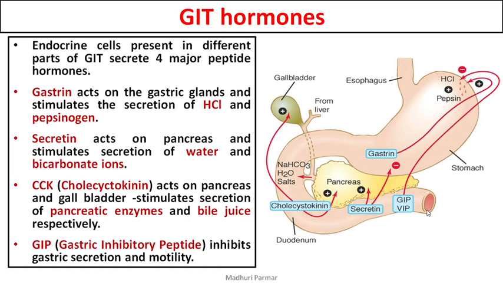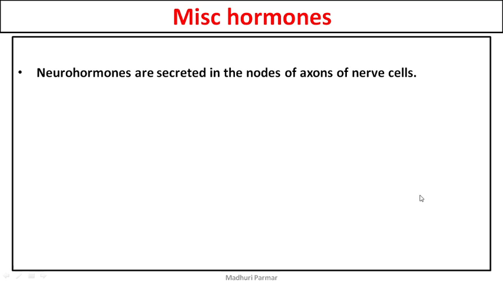Finally, you have the last hormone, which is gastric inhibitory peptide. From the name only, you can understand gastric inhibitory peptide. It is inhibiting or reducing the function of what? It is reducing the function of gastric glands. Okay, so it will inhibit the gastric secretion so that more and more HCl and pepsin are not secreted. This is released when the food moves away from the duodenum into the jejunum. Okay, so these are the gastrointestinal hormones.